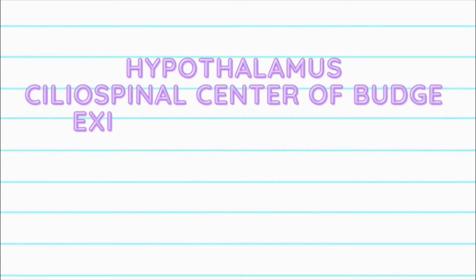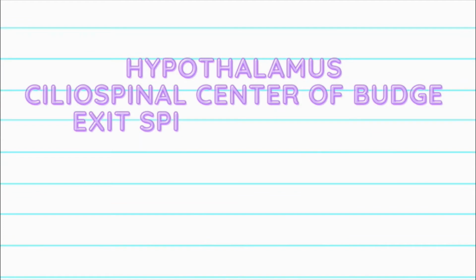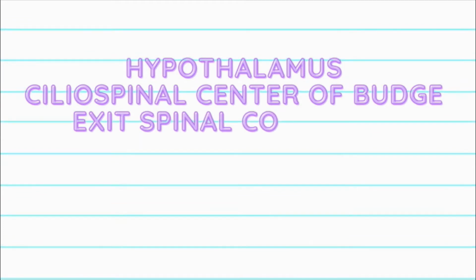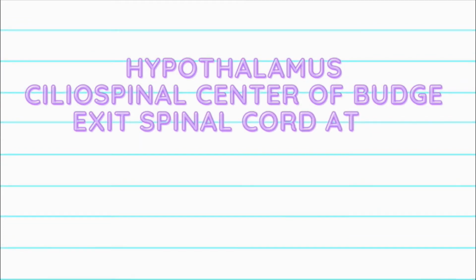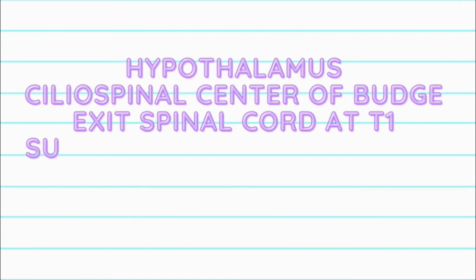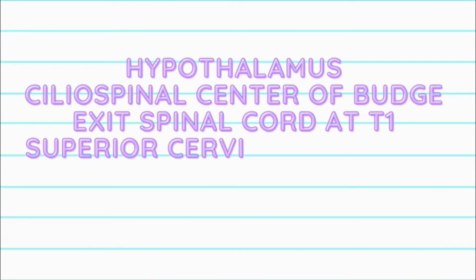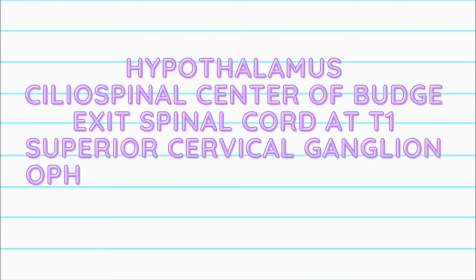So here is a brief summary of the major structures. The hypothalamus, the ciliospinal center of Budge, they exit the spinal cord at T1. They go and synapse with the postganglionic fibers at the superior cervical ganglion. Then they go through the ophthalmic division of cranial nerve 5, then to the dilator muscle. That's easy, right?